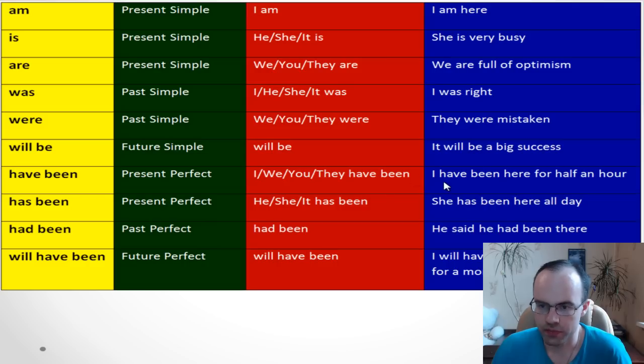Okay, so I have been here for half an hour. So you see that this word for tells us that it's about a perfect tense. I have been here for half an hour. It means that I came to this place half an hour ago, and so I'm still here. Or has been, she has been here all day. You see, all day tells us that we need to use this structure.